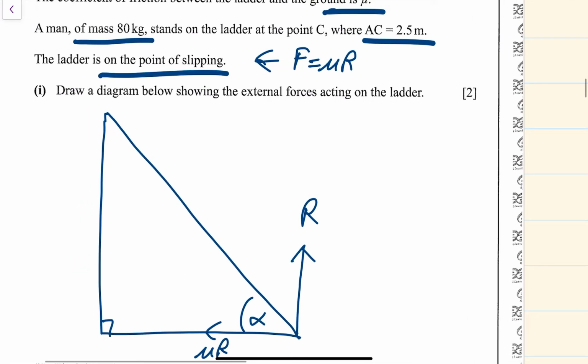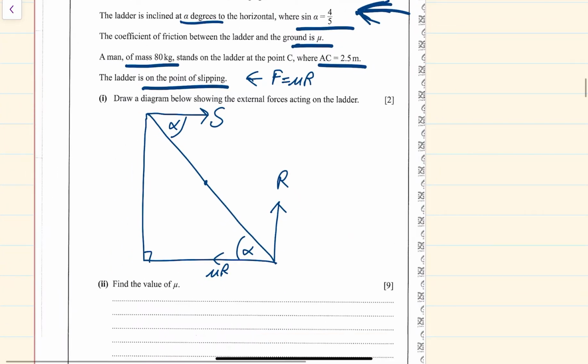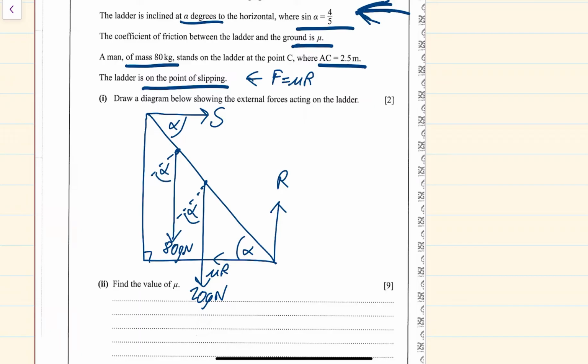We also have a smooth wall, and this reaction is coming out perpendicular to the wall. I'm going to call that big S. And by alternate angles, that angle is also going to be alpha. And then it's a uniform ladder, the mass of the ladder is 20, so I've got 20g newtons going down here. This little dashed line is perpendicular to my ladder. That's alpha. And then we also have a man climbing this ladder. He was 80 kilograms. And that's alpha.